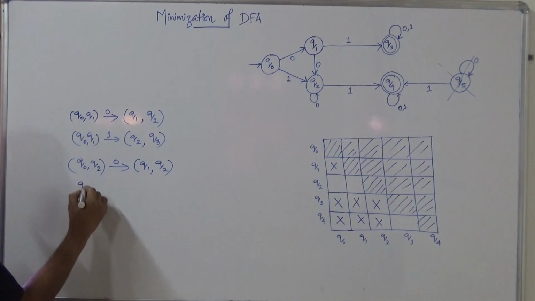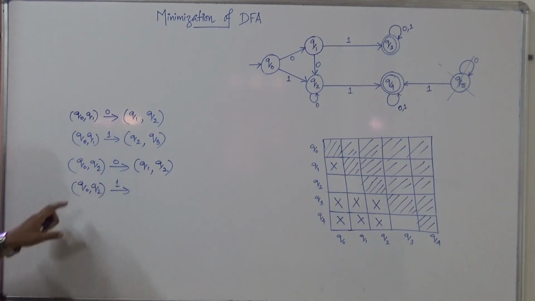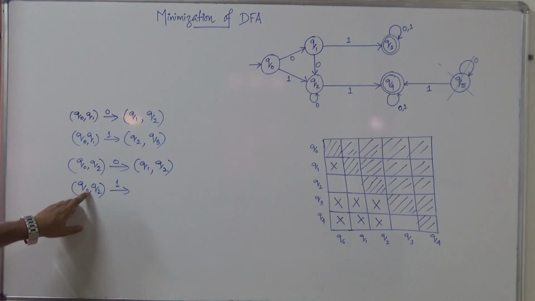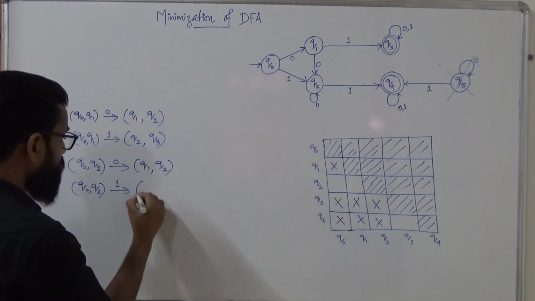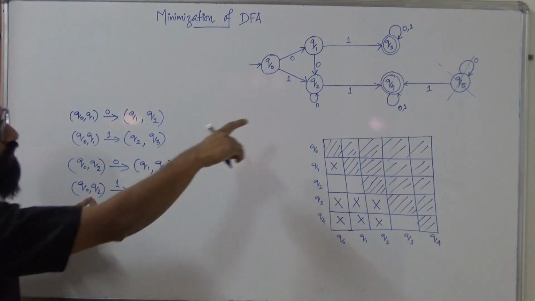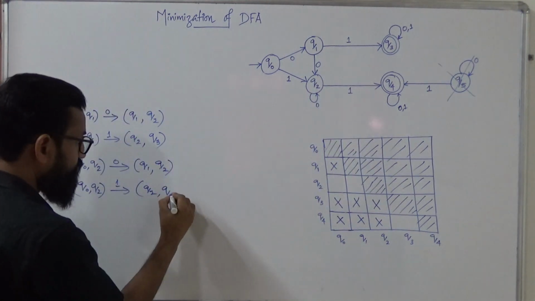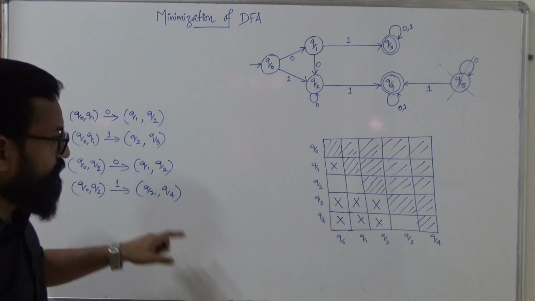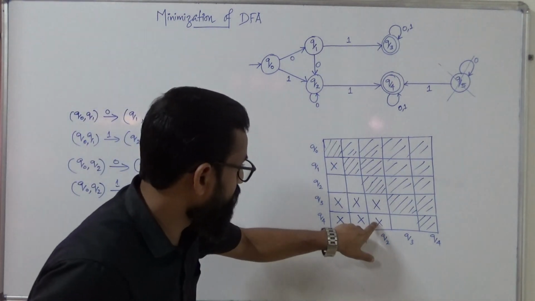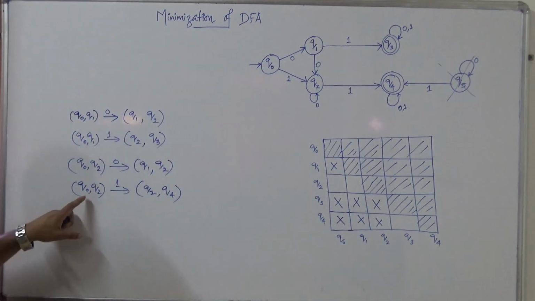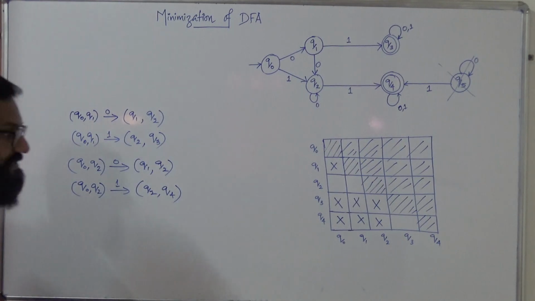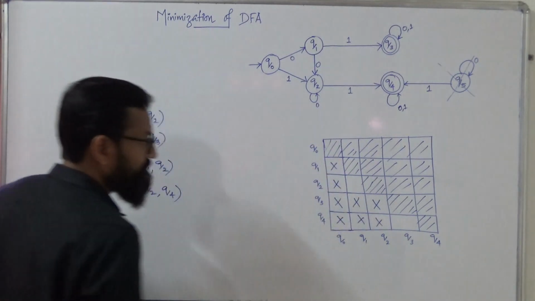So you can apply input 1. So Q0 Q2 1. Q0 1 gives Q2 and Q2 1 gives Q4. Check Q2 Q4. So Q2 Q4 is marked as distinguishable. For that reason you can say that Q0 Q2 is distinguishable. So mark it as distinguishable.